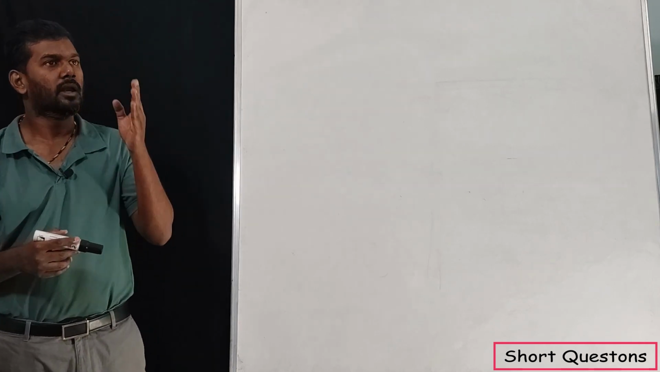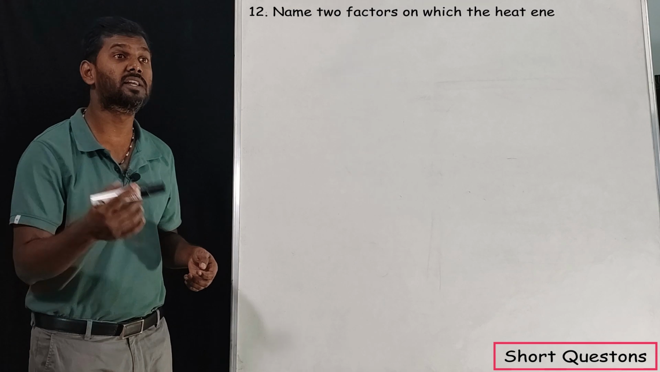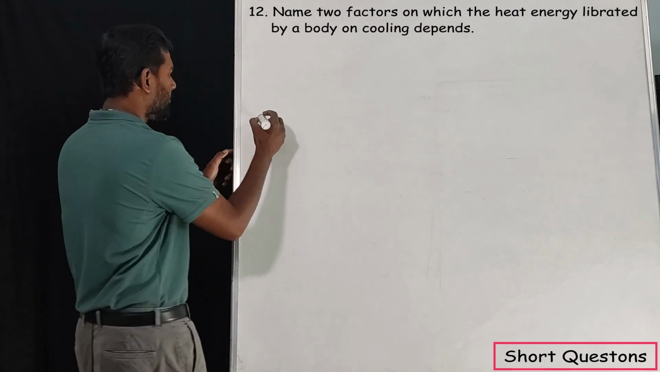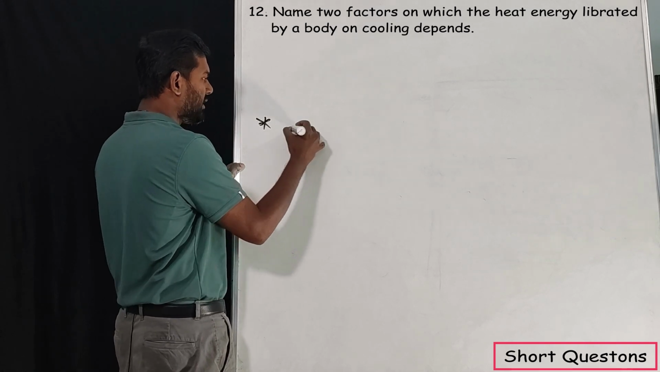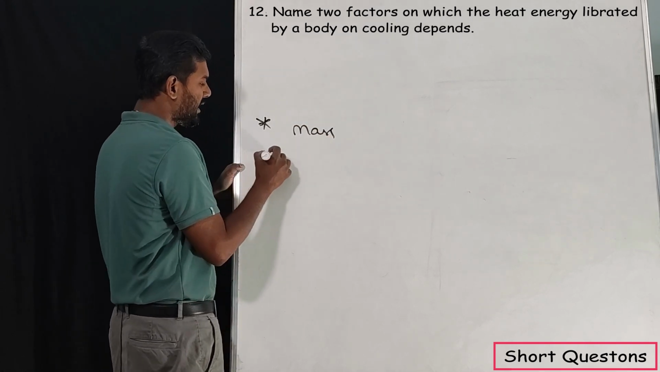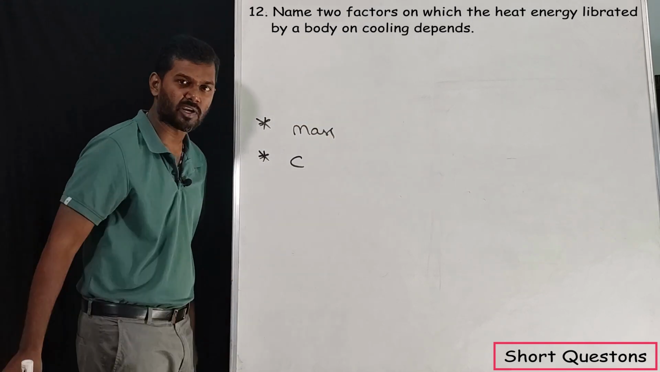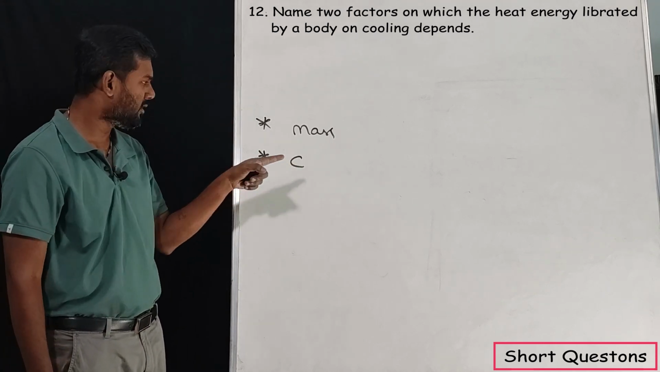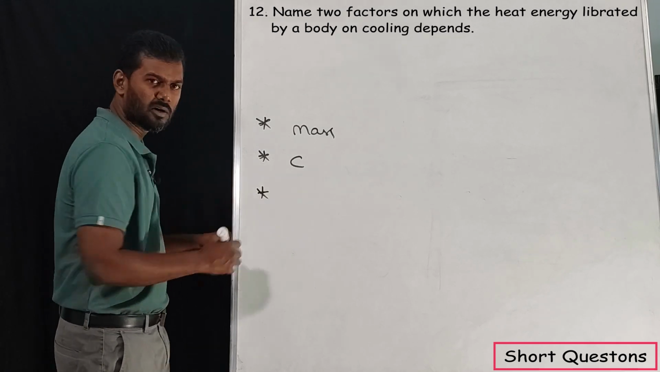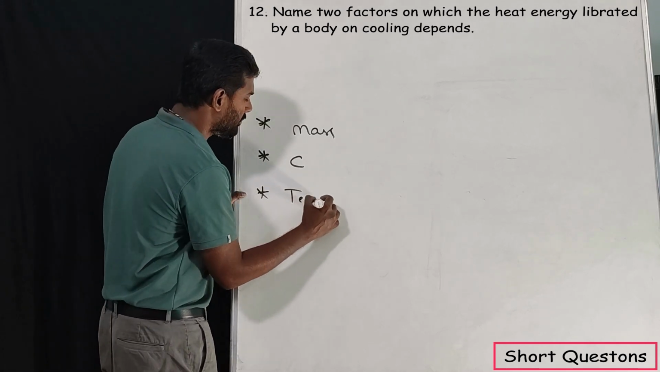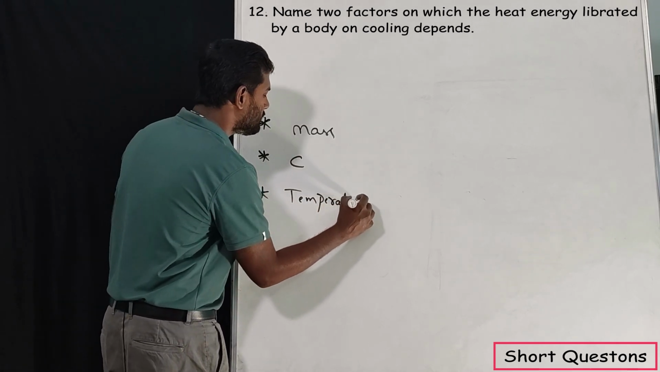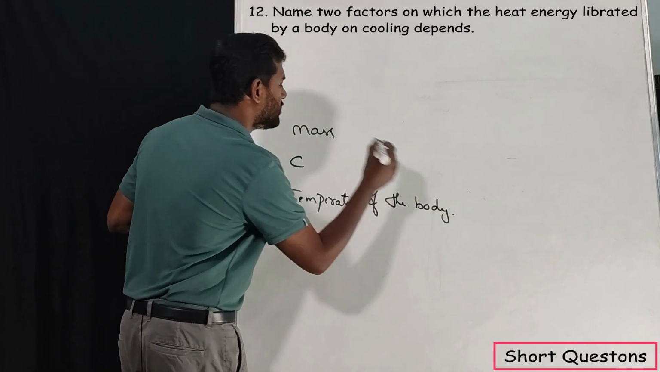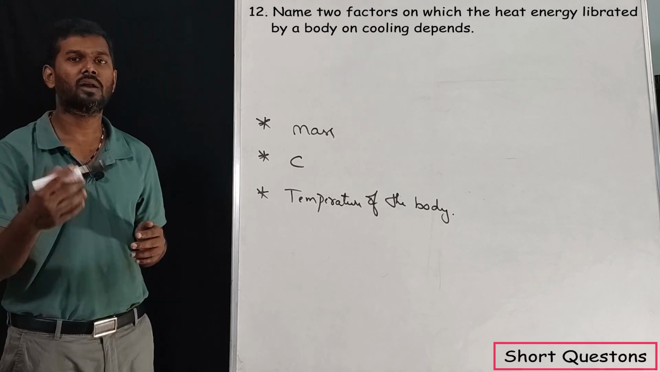Okay. Our next question: name two factors on which the heat energy liberated by a body on cooling depends. Very simple. The first factor will be mass. The second factor will be specific heat capacity. From now onwards I am not going to use the expanded form, only the symbol. The third one will be the temperature of the body. These are the factors that affect a body on cooling.